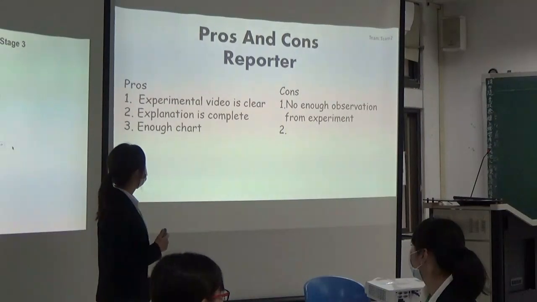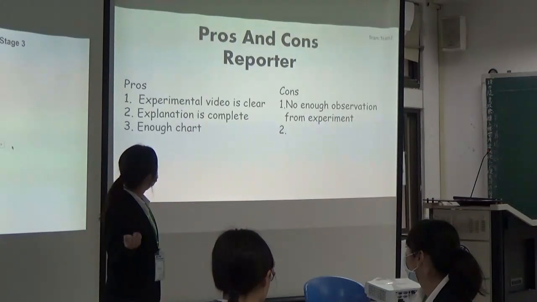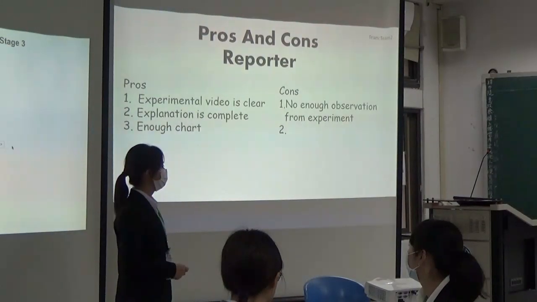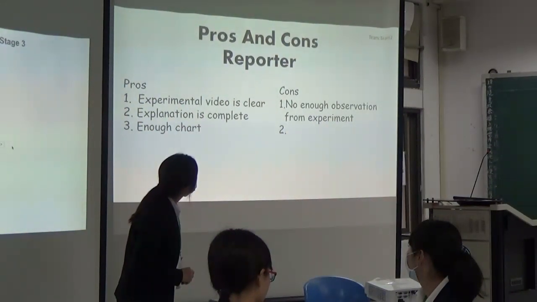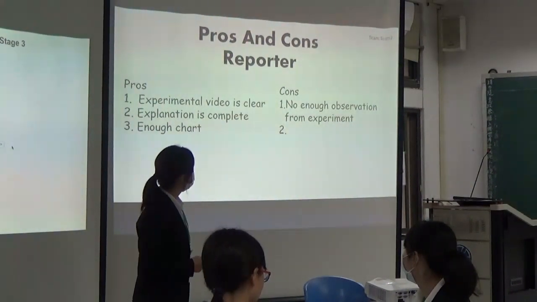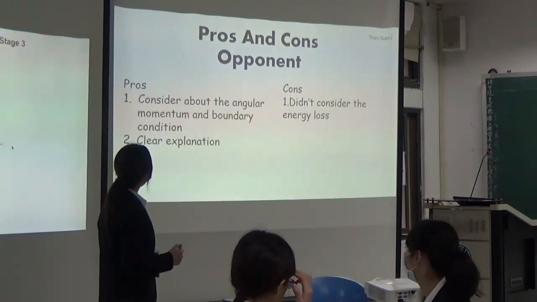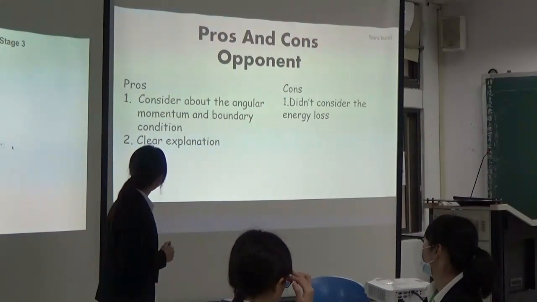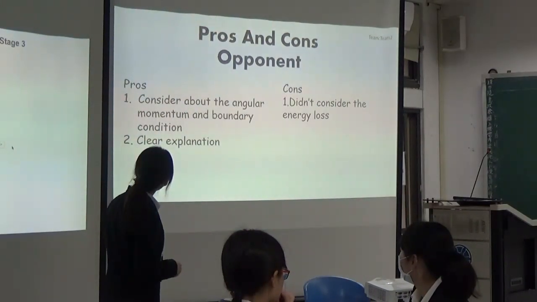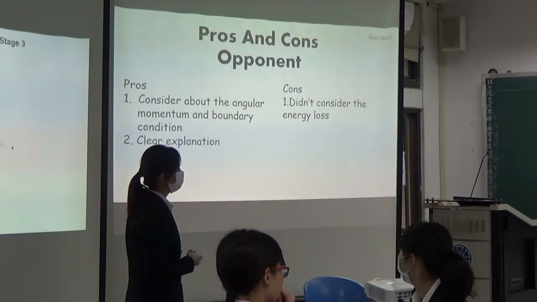We can understand very easily. And his explanation is very complete, and he has enough time. But he didn't have enough observation of the experiment. And the opponent considered the angular momentum and the boundary condition. That is a very good opinion of him. And he has a good explanation, but he didn't consider energy loss.